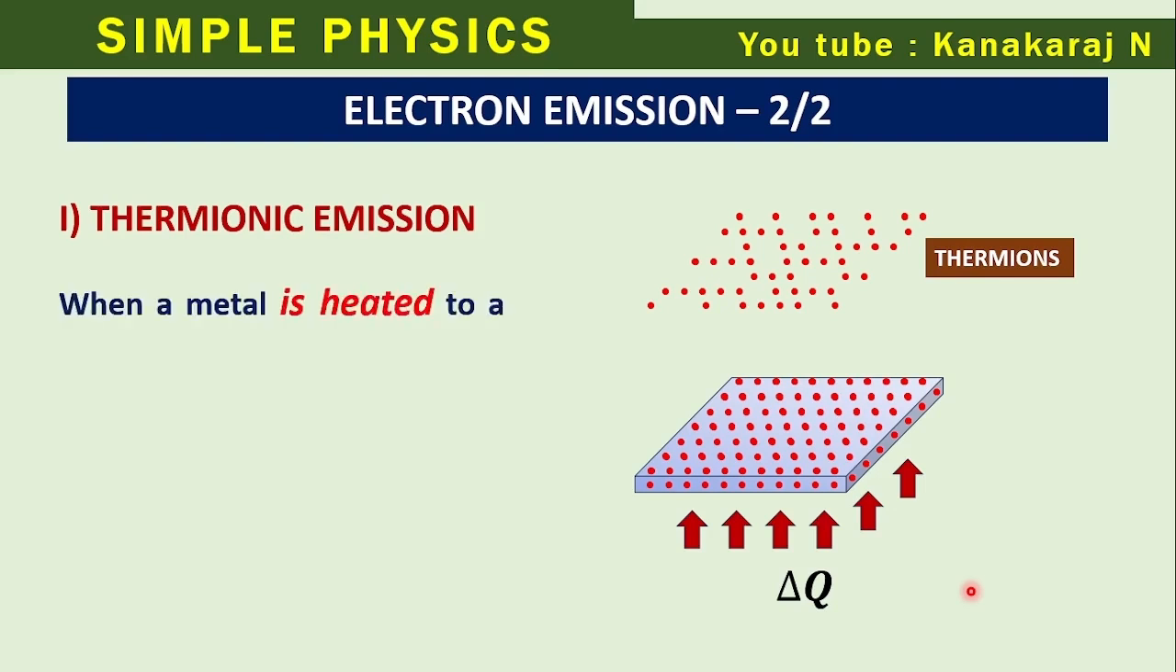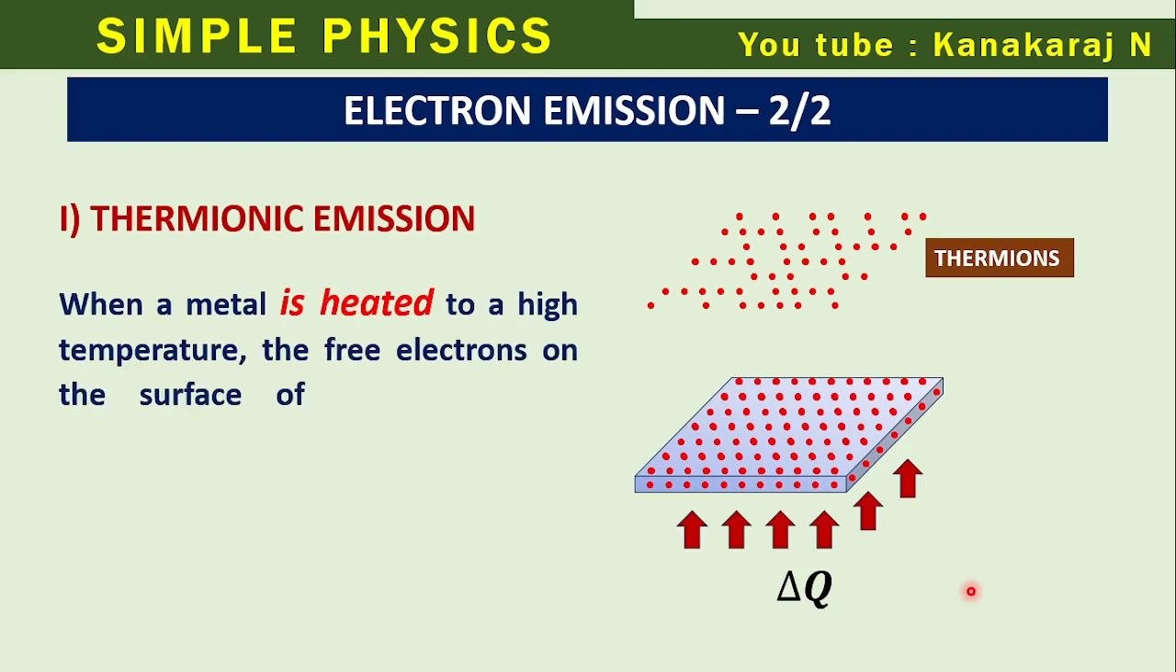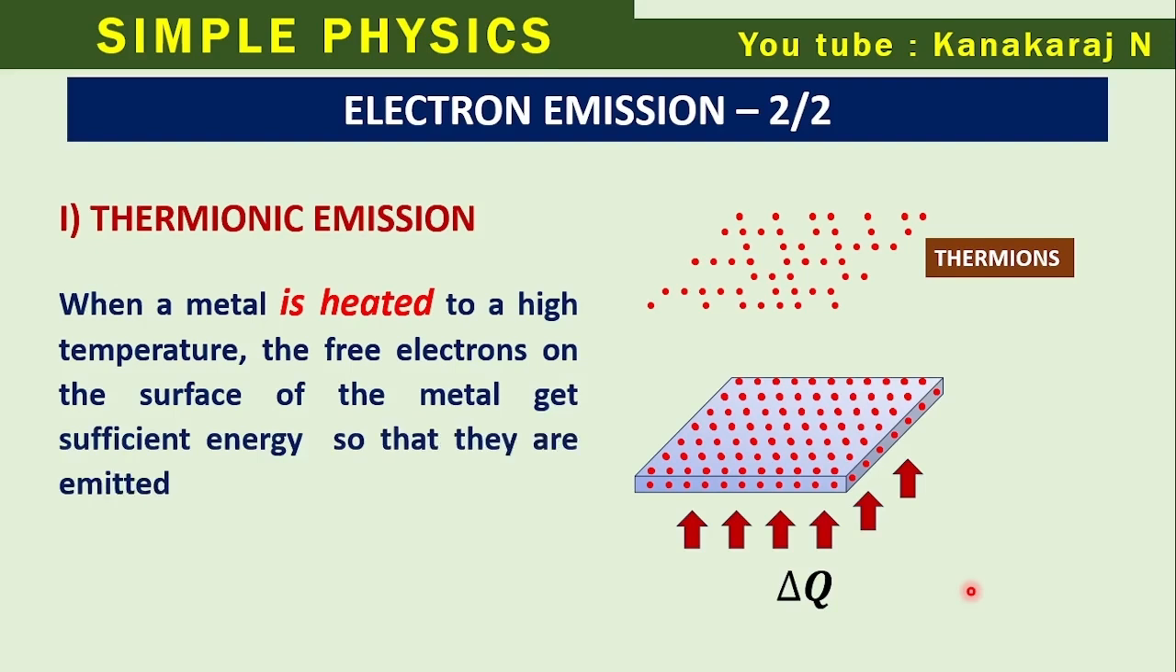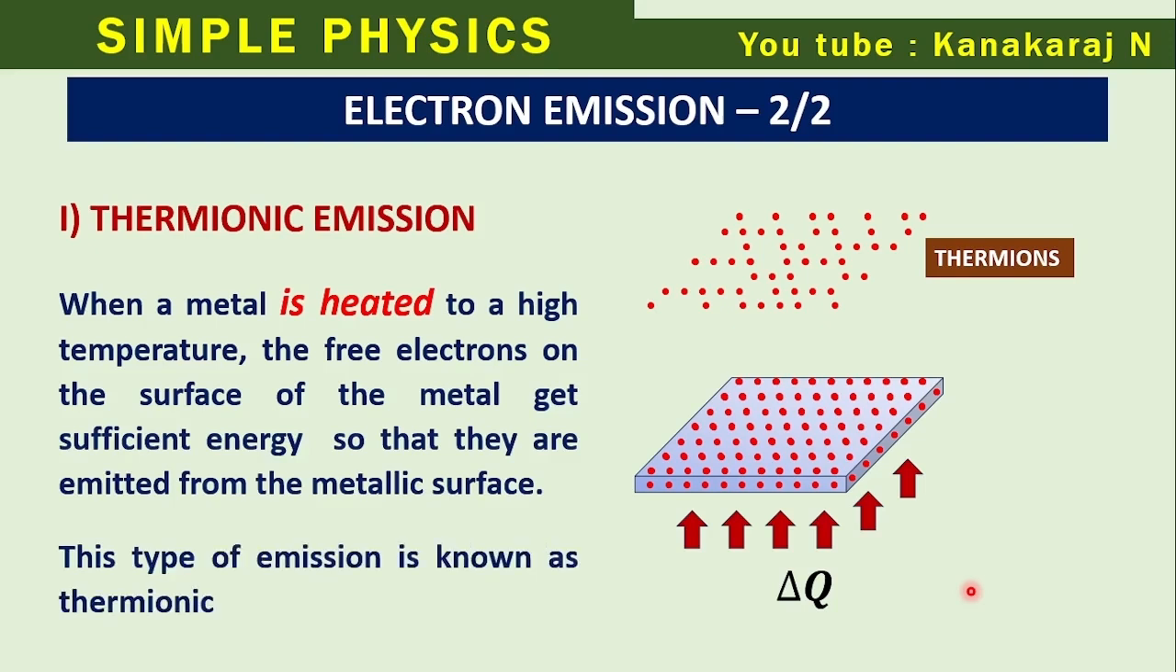When a metal is heated to a high temperature, the free electrons on the surface of the metal get sufficient energy so that they are emitted from the metallic surface. This type of emission is known as thermionic emission.